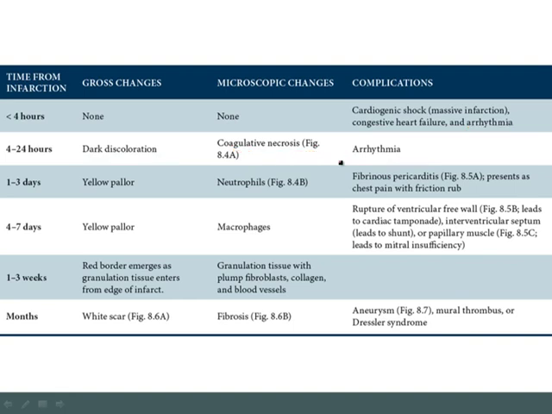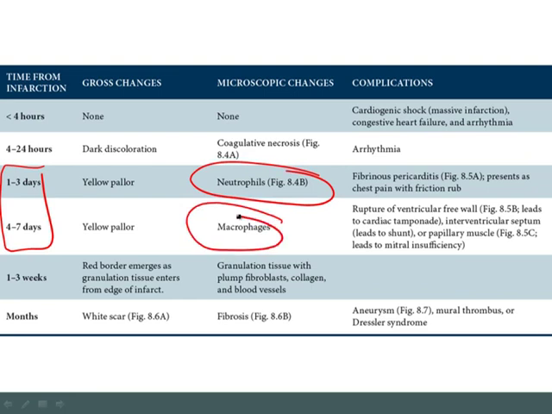Now, of course, at the milestone of 1 day, the next thing that's going to happen over the next week is going to be acute inflammation. Remember that from 1 day to 1 week, you're going to have acute inflammation. The very initial phase of that will be neutrophils, and they'll come in from day 1 to day 3, and then the macrophages will come in from day 4 to day 7.